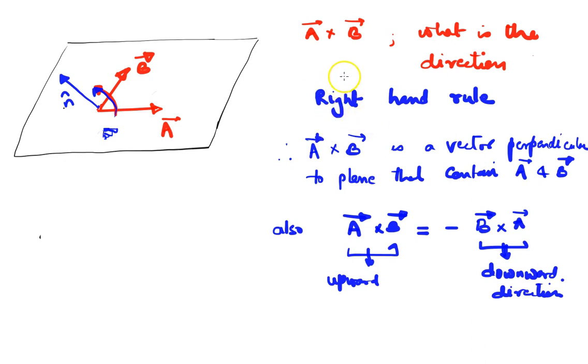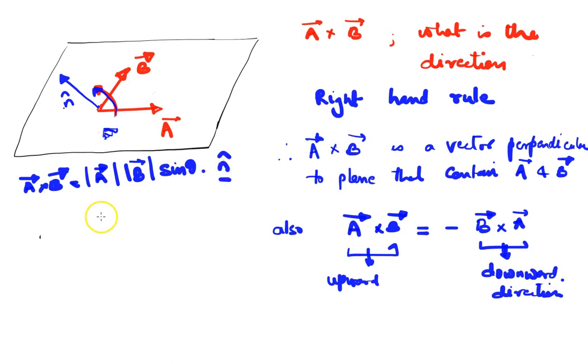So remember, A cross B is a vector. A cross B is a vector with magnitude as A, B sine theta and direction perpendicular to the plane given by the right hand rule. Right? This is another important concept. So what is this?